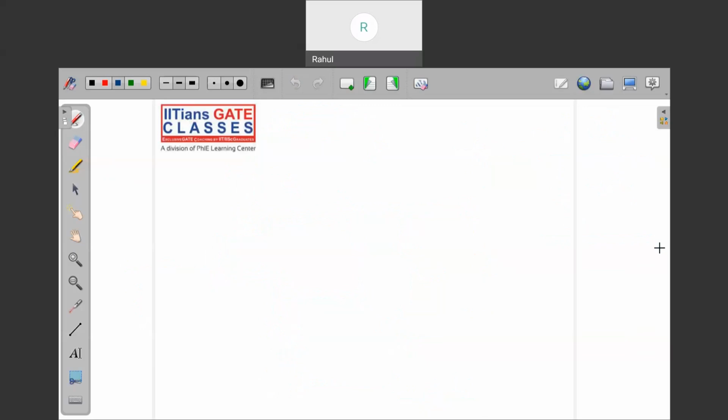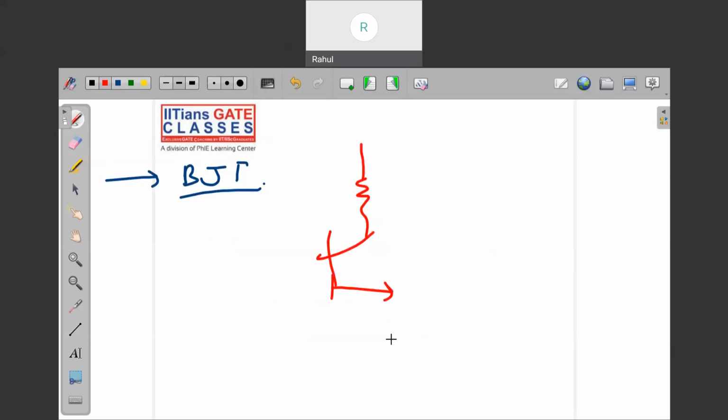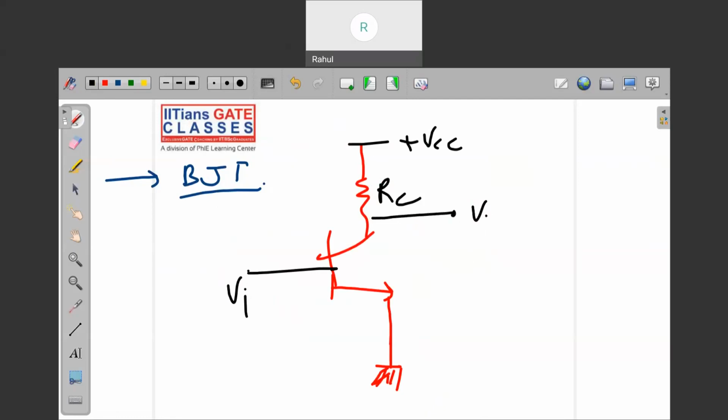In case of BJT, bipolar junction transistor, you can do it like this. Suppose any BJT is there, common emitter is given, and there is a VI, RC, VCC. And if they are asking about the gain, what shall be the gain here?